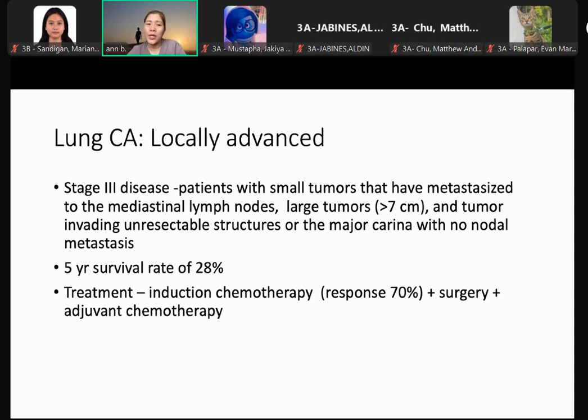If we subject them to neoadjuvant therapy, sometimes after the neoadjuvant therapy, these patients would not come back for the surgical removal. So again, it is case-to-case basis, but by the book, by the guidelines, treatment in stage 3A is induction chemotherapy with a response rate of 70% plus surgery and adjuvant chemotherapy.